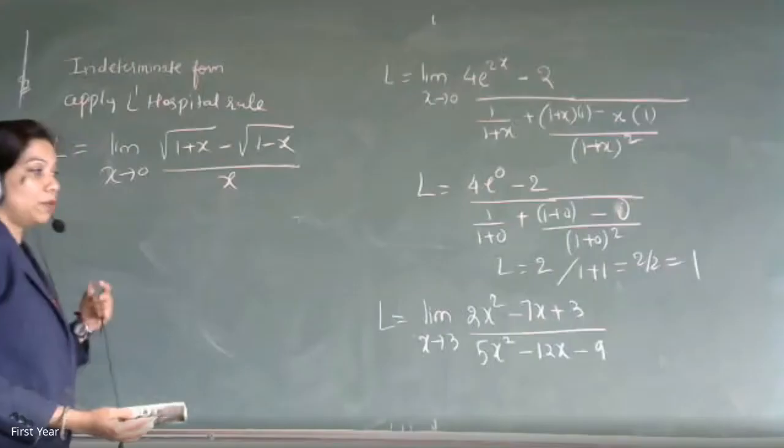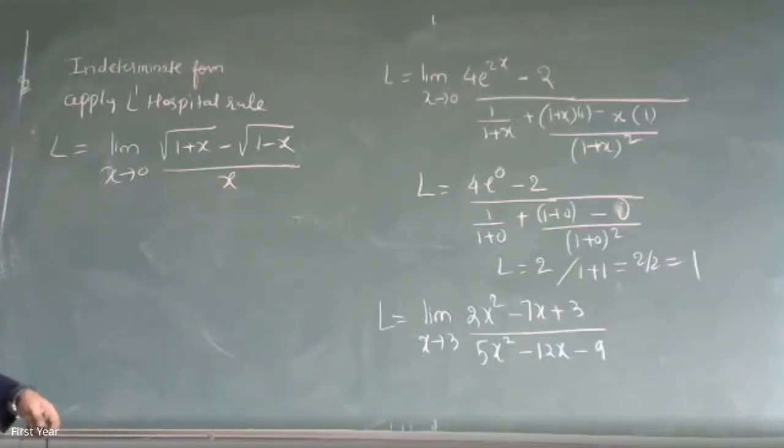Ma'am, first is 5 by 18. Correct, absolutely right. The answer is 5 by 18. So actually, what you can do is divide by x square, the highest degree, and you can get the answer. Or go by the standard method of L'Hospital's rule, still you get the answer.